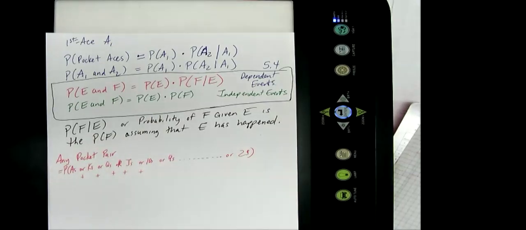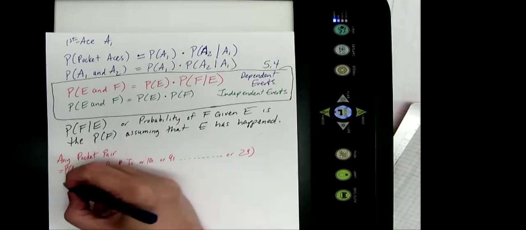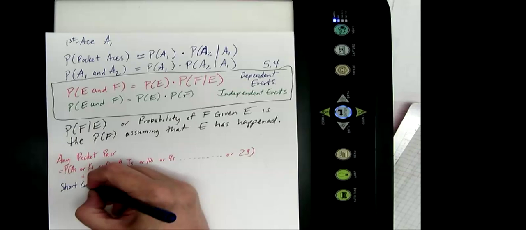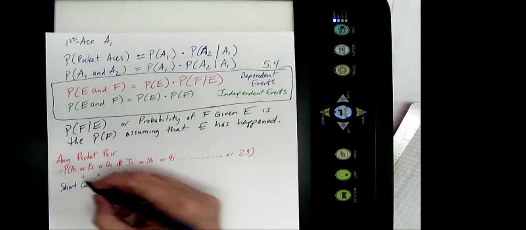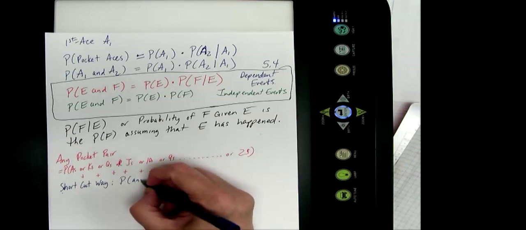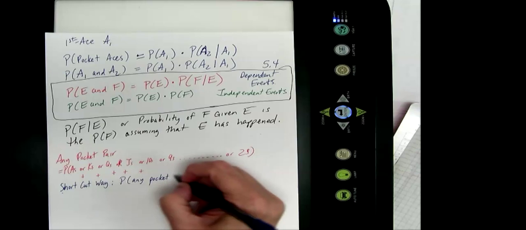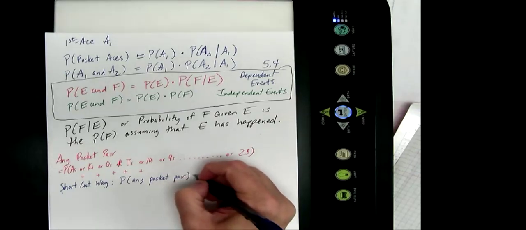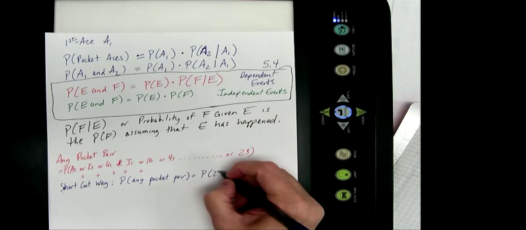And we can do it like we did the Yahtzee. But if you're going for just a pair and you don't care what pair it is, just like the Yahtzee, it doesn't matter what the first card is. The shortcut way is just a single probability: the probability of any pocket pair is the probability that the second card matches the first.